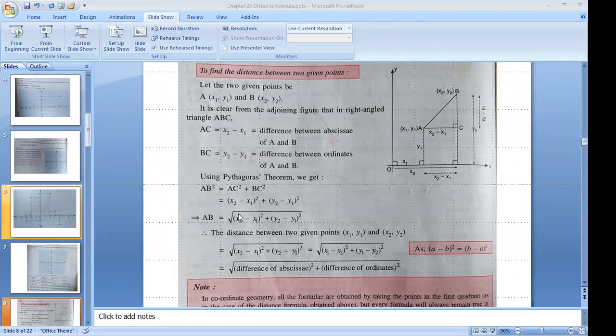Now one can write this formula as (x1 minus x2) the whole square plus (y1 minus y2) the whole square also, because (A minus B) the whole square is the same as (B minus A) the whole square; if it is a negative term and then squared, it becomes positive. So it does not make any difference whether you write x2 minus x1 or x1 minus x2, it remains the same. So the simple conclusion is the distance between any 2 points is always equal to the root of the difference between the abscissas squared plus the difference between the ordinates squared, or vice versa.